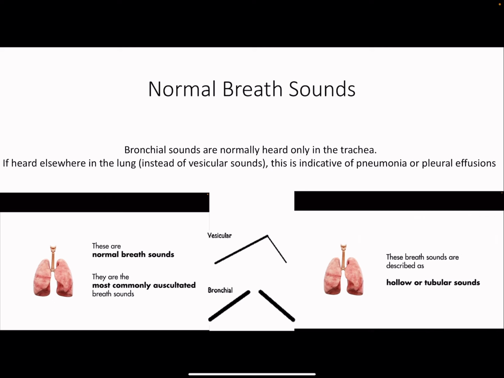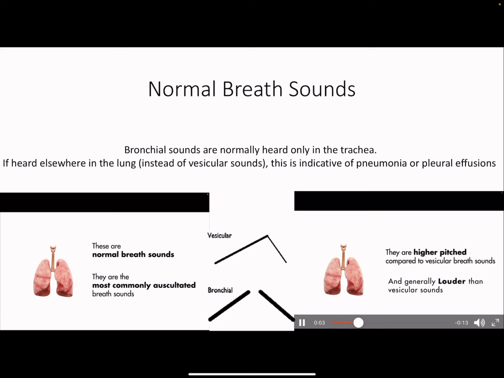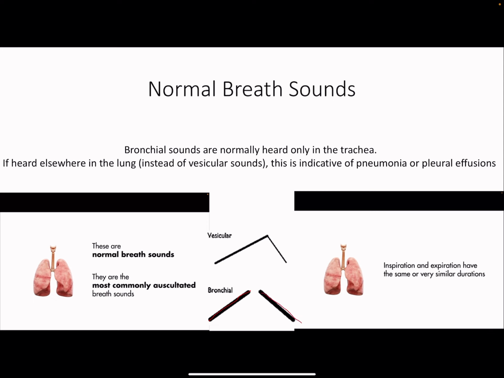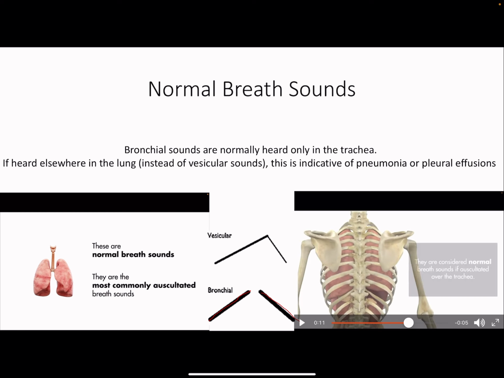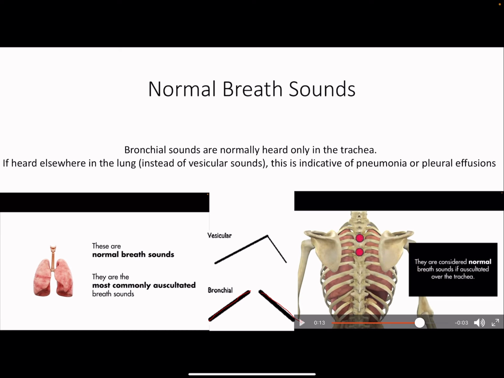Normal breath sounds. So I think we went over this recently, but let's just take a listen. Notice up, down. That is our bronchial breath. So you're normally going to hear bronchial breaths if you listen specifically to the trachea. But if someone has lobar pneumonia or something like that, or a pleural effusion, then you might hear it in other parts of the lungs, where typically you should only be hearing vesicular sound.